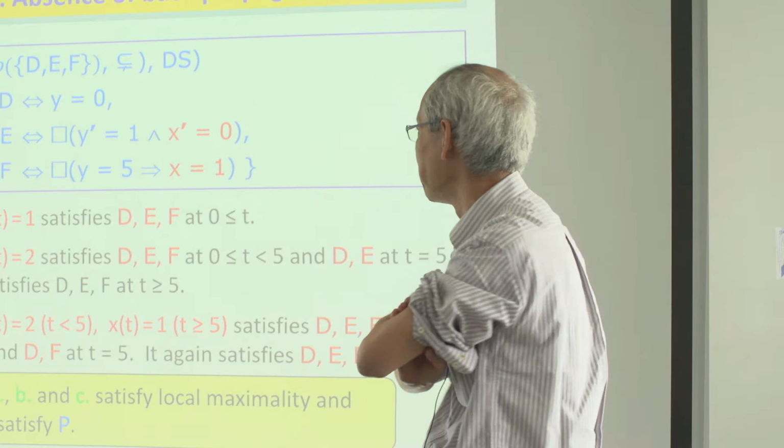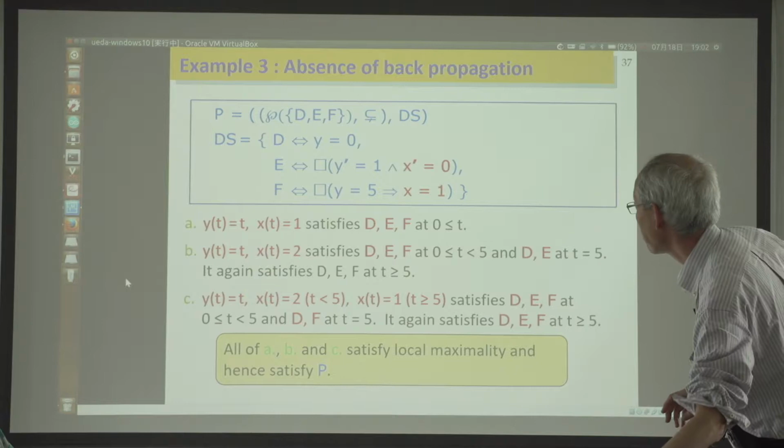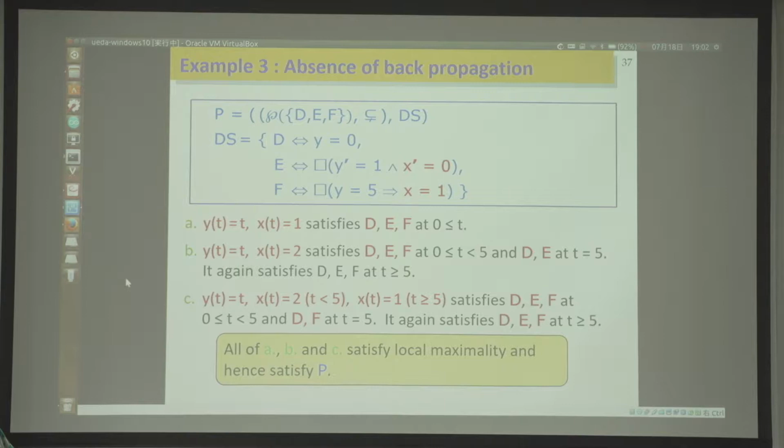I did not understand. Why does the solution B satisfy the local maximality? Does that satisfy all the constraints? At time five, the value of y is five, because y of five is five. So this is true. So if the f is enabled, then x must be one. But in this trajectory, the value of x at time 5 is 2. So this and this are not compatible. So why do you say it satisfies the local maximality? I don't understand exactly what you mean by local maximality.